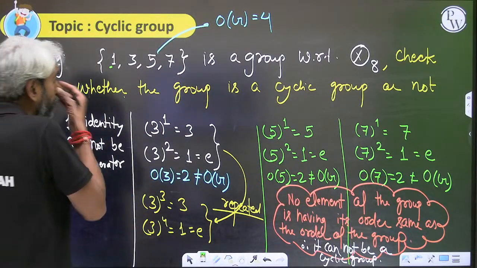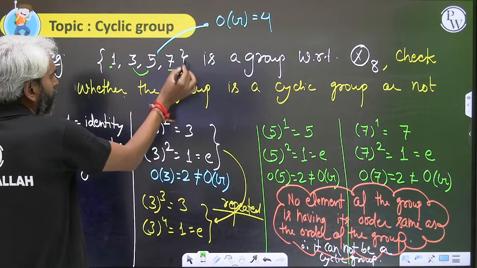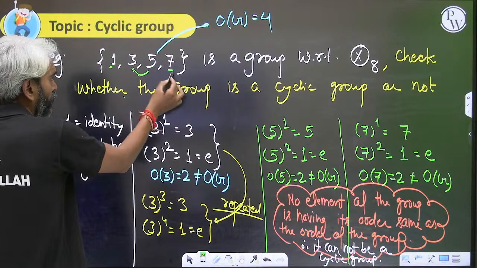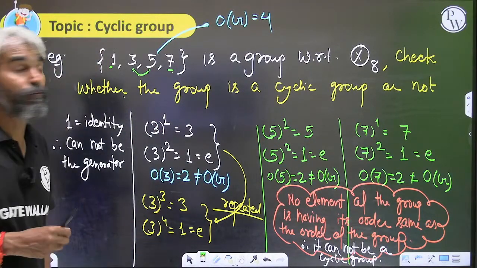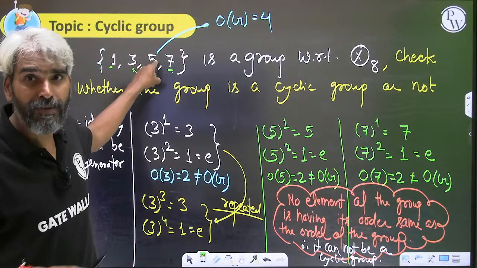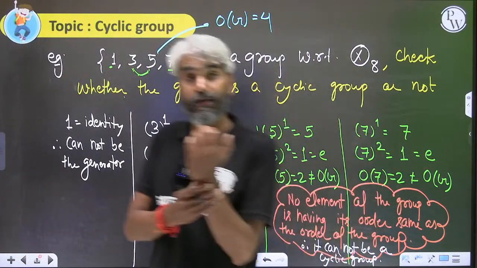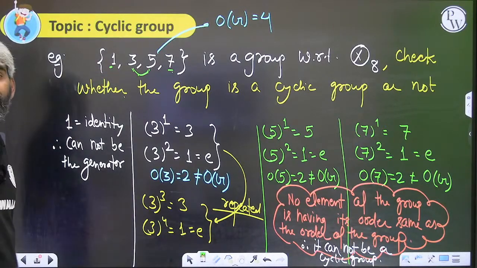Now sir, for non-identity elements, 3 times 5 is 15, divided by 8, remainder 7. So the binary operation of 3 and 5 will produce 7, of 3 and 7 will produce 5, and of 5 and 7 will produce 3. So if this property is satisfied, then the group of order 4 will not be a cyclic group, and we know it is not a cyclic group.